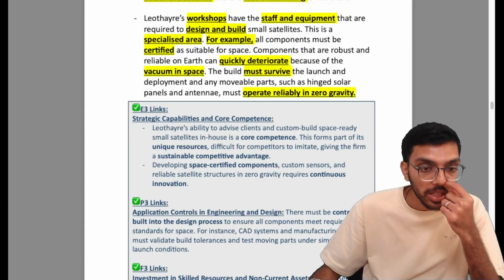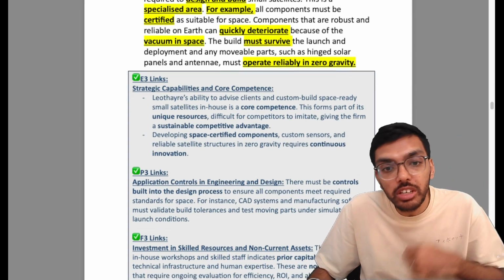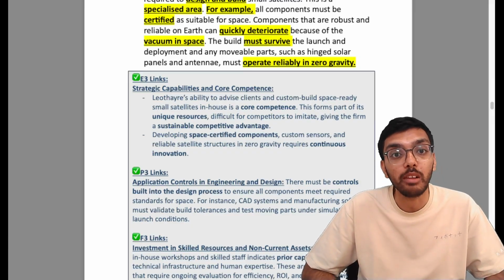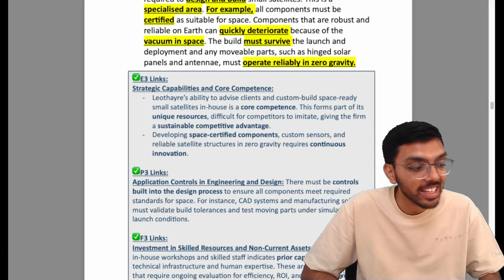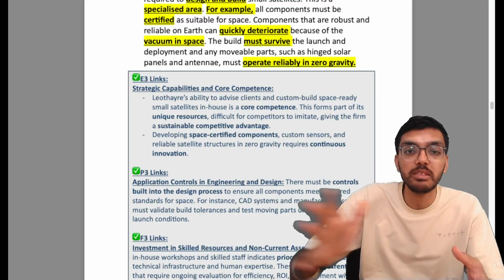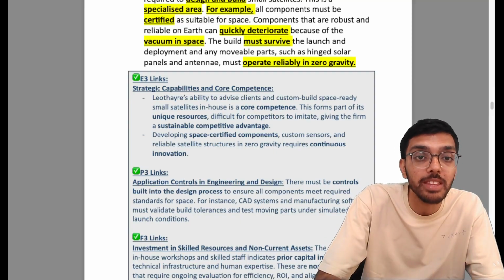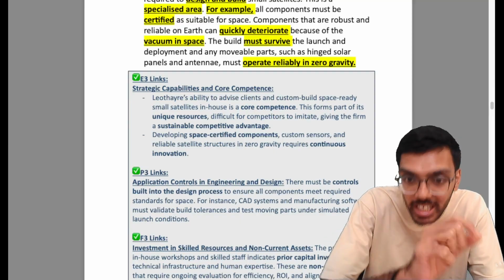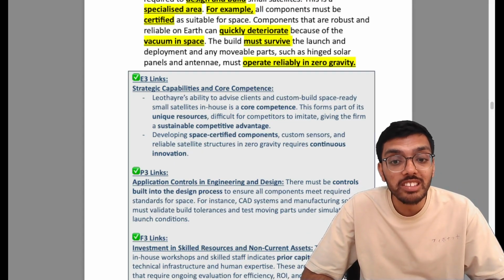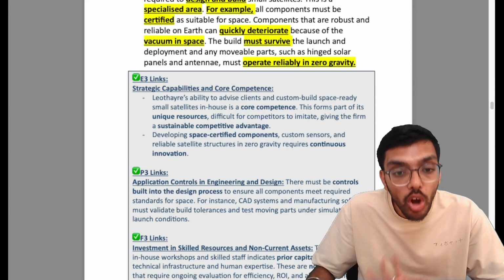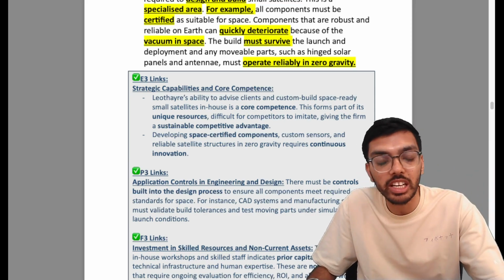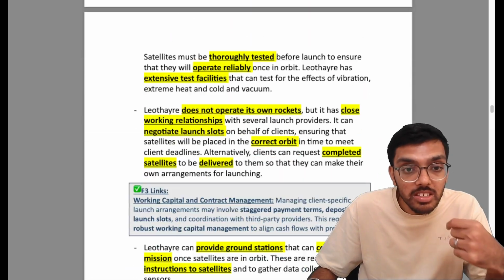If I look from the P3 perspective, application controls. So there must be controls built into the design process itself. When we are designing and building satellites, your controls have to be strong. Because at a later stage, if you find problems, it will be much more expensive to repair them. In the design itself, if you have very clear, strong controls, there is less chance of things going wrong. So this is your application controls in the design stage that I spoke about from your P3 syllabus.